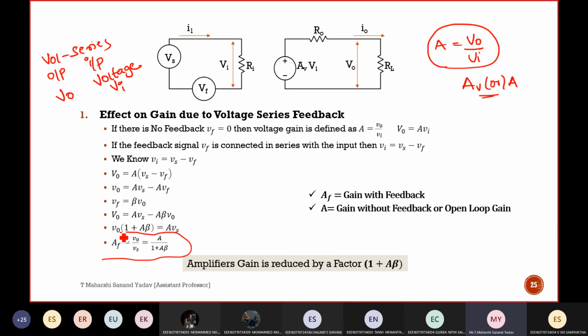Already we got this one. We shall see in detail tomorrow. AF is nothing but A by (1 plus A beta). And what about RIF? Just now I've written.